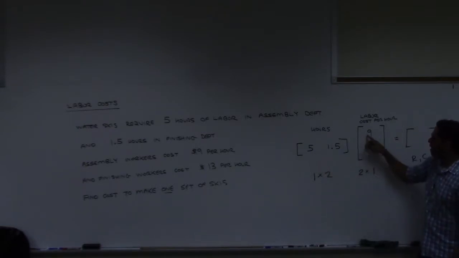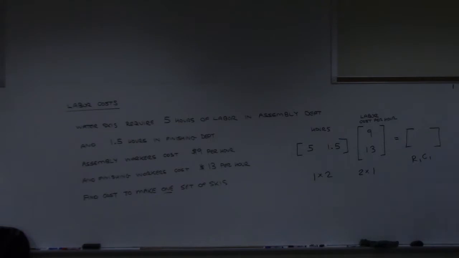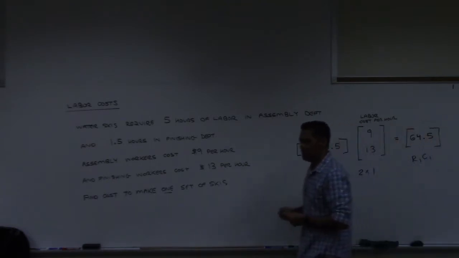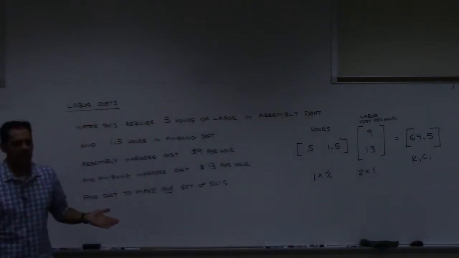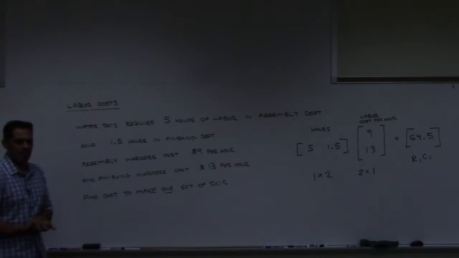It'll be 45 plus, what's that? So what do you get when you add it all up together? Anyone have it? 64.5. So this is our cost, $64.50 to manufacture one set of skis.